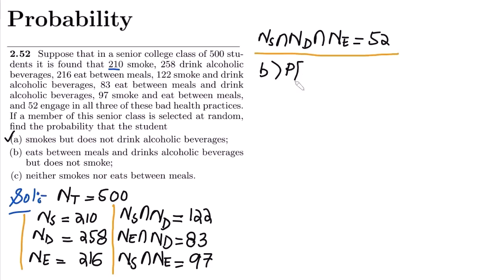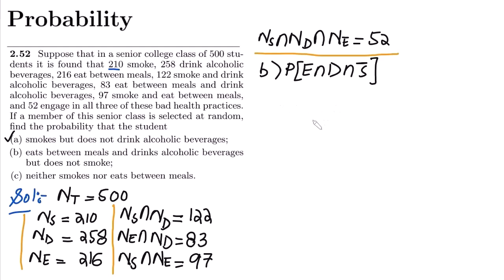I have to find out the student who eats between meals and drinks alcoholic beverages, and is always represented by this intersection symbol, and drinks alcoholic beverages. So this is D, but doesn't smoke. So he doesn't smoke, which is represented by this complement. So we have to find out this area.